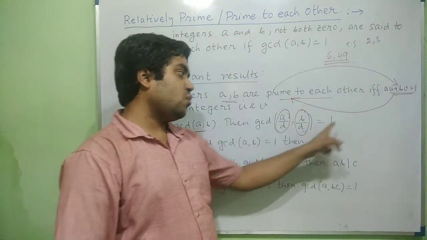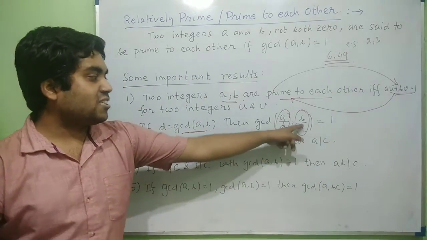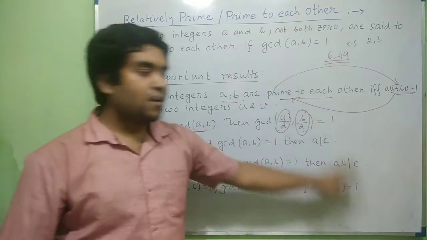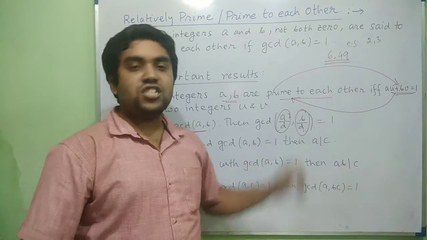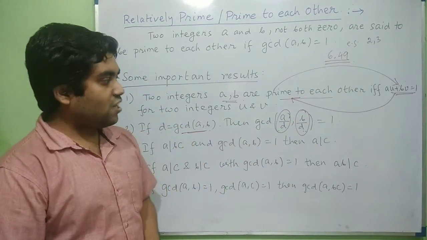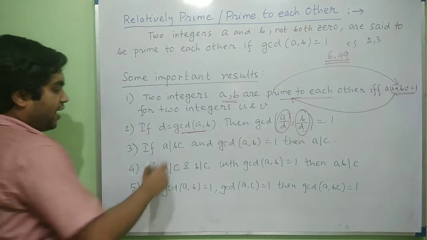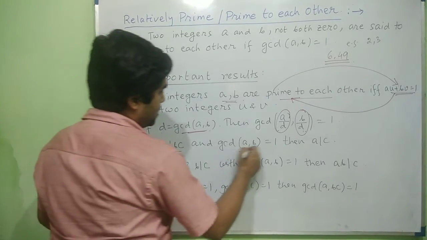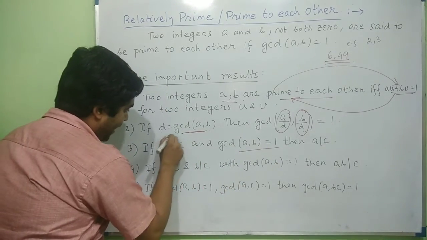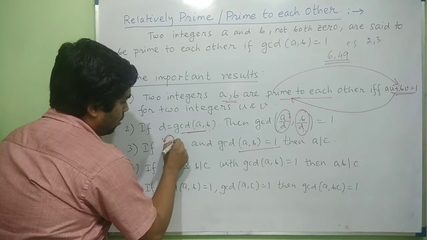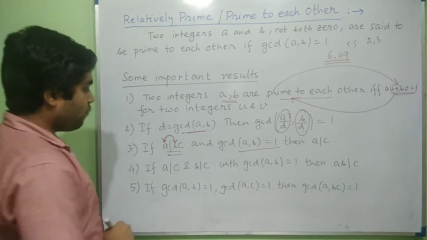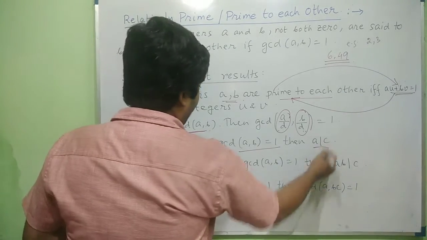That is, their GCD will be 1 because the greatest common divisor is removed due to the division. So their GCD will be 1. Again, if a divides bc and GCD of a and b equals 1, that means a and b are prime to each other, therefore a divides c.